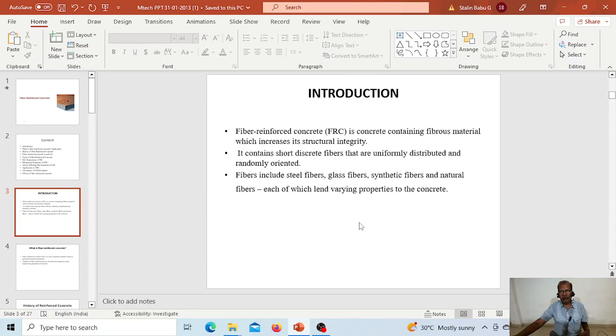I will tell you later about orientation, it is a factor affecting fiber reinforced concrete, how the fibers are oriented in concrete. I will tell you later. That was the introduction. Fibers include steel fibers, glass fibers, synthetic fibers, and natural fibers, which impart varying properties to the concrete.